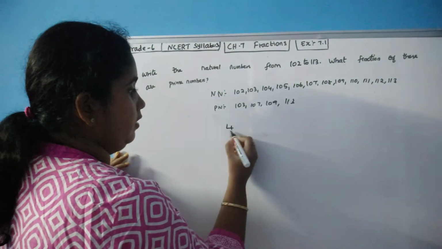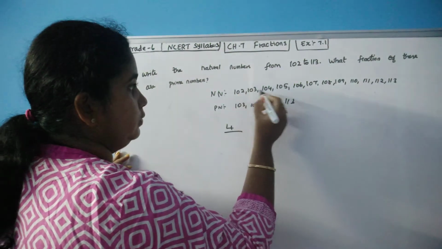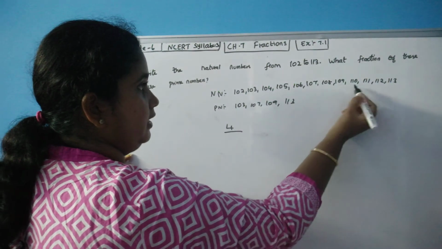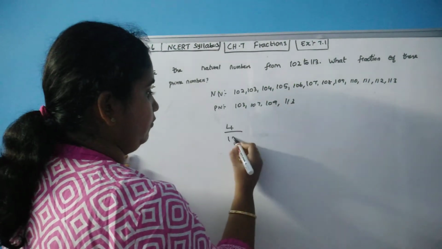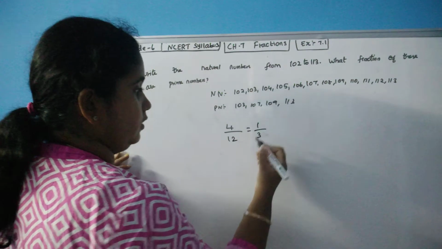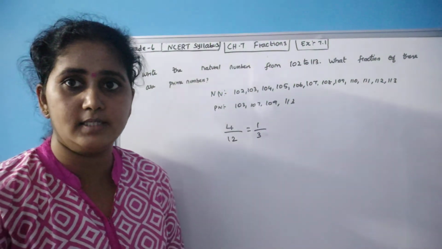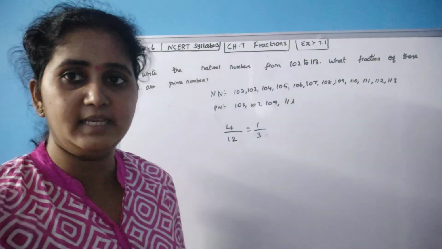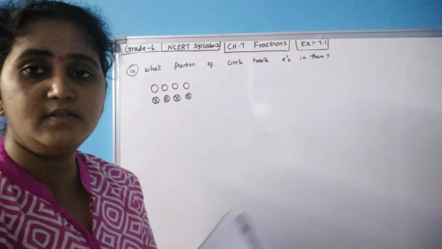So 4 out of 1, 2, 3, 4, 5, 6, 7, 8, 9, 10, 11, 12. Out of 12. So 1 4s are 4, 3 4s are 12. So 1 by 3 is your answer. Hope you understand. Now we will move on to the next sum.